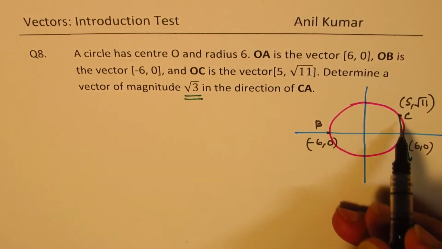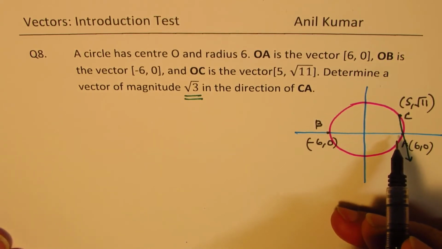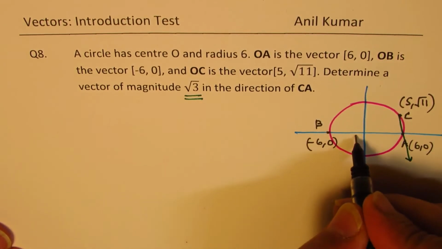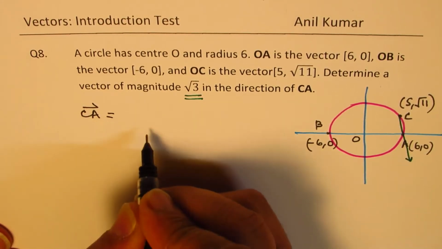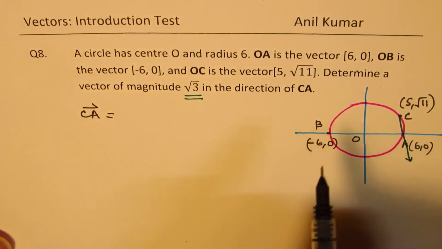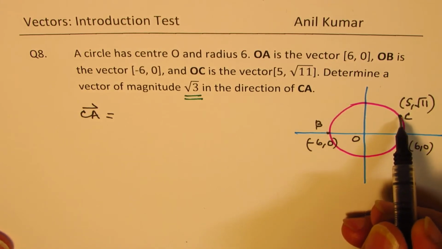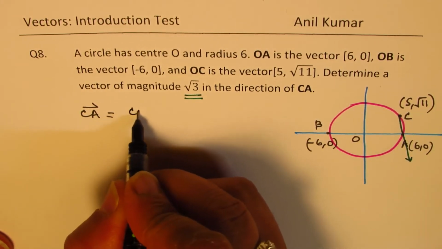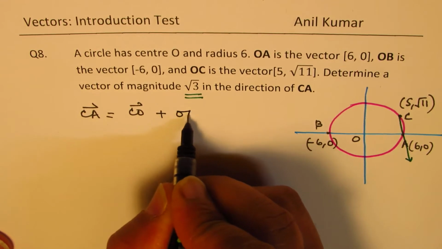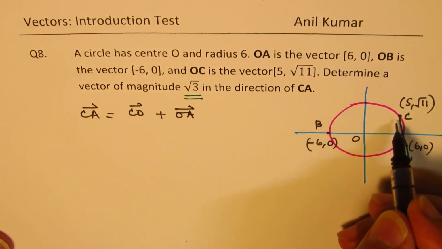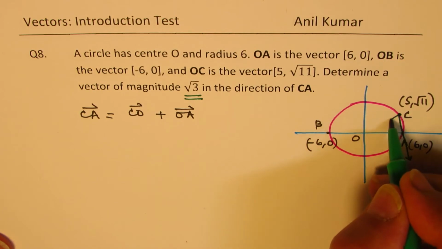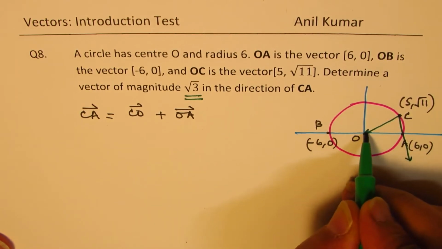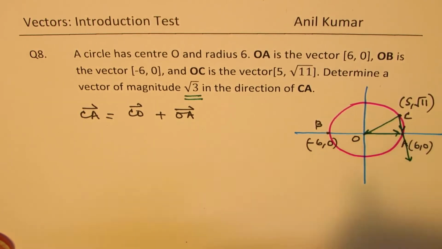So what is CA? Let's figure this out. So CA, let's say this is O. Vector CA will be equal to CO plus OA, right? So that is CA, right? So you could write CA as CO plus OA. So that is CA, correct?